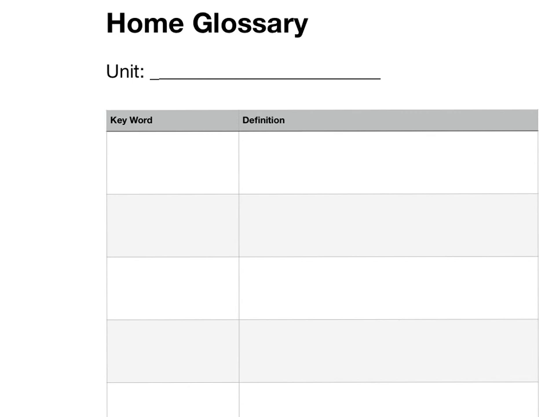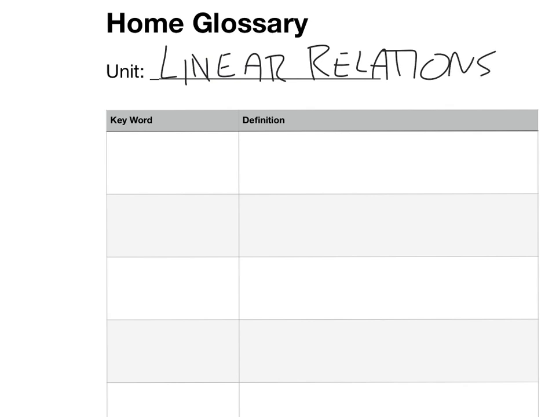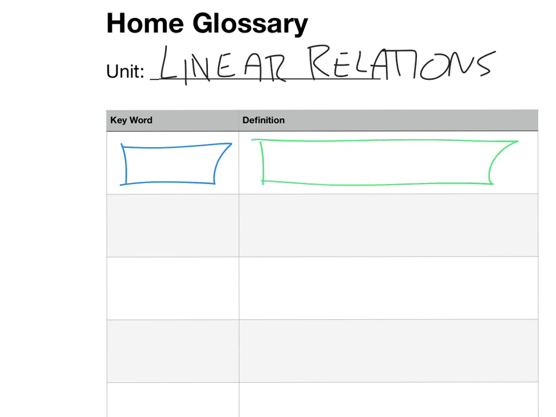So for us, we would put down the title of our unit, which is linear relations. We would put the keyword here and its definition here. Okay? So, I'm going to be highlighting keywords throughout the lessons and talk about what you should do with that. Moving on to our next topic.